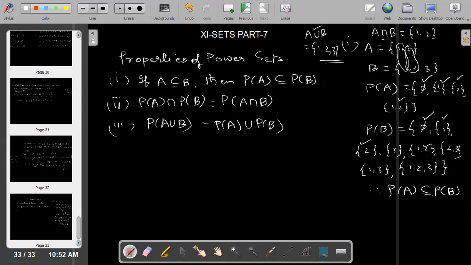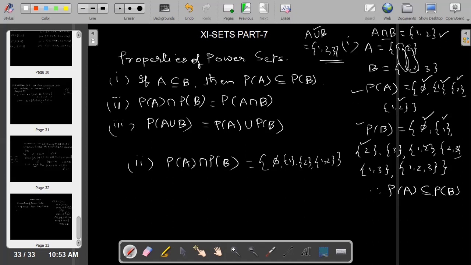See here. First, the second part, the power set of A intersection the power set of B. What is the power set of A? This intersection with the power set of B. Their intersection is the common elements. So the common elements will be the empty set, {1}, {2} and {1, 2}. These are the common elements in the power sets of A and B here.